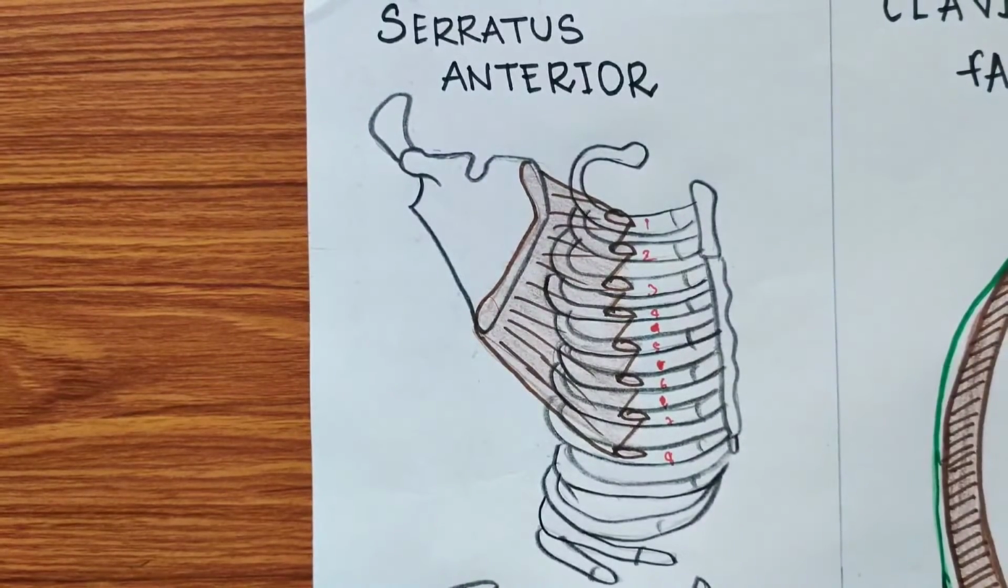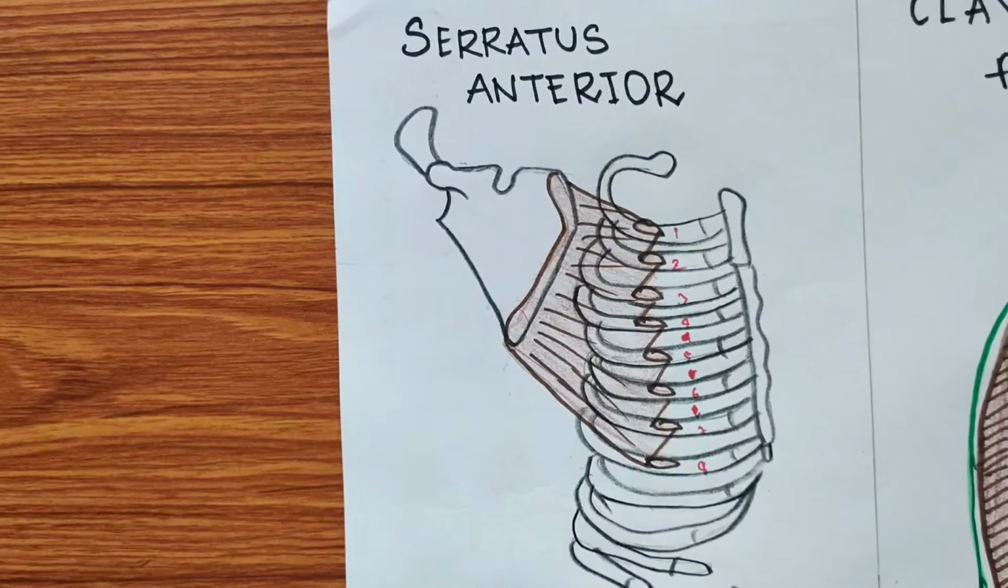Hello friends, today we are going to learn about serratus anterior. So serratus anterior is the muscle which is present along the side of the thorax. So first we will see its origin, insertion, nerve supply and action. First we will start with the origin.